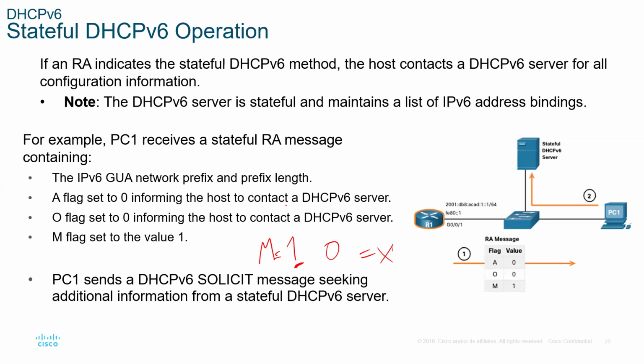Because if it's 1, it means we're getting extra information from the DHCP server. If it is 0, we are not getting anything from the DHCP server. However, if M equals 1, it overrides everything that is here, because you are definitely getting everything from the DHCP server. And obviously our A becomes 0 because we are no longer using SLAAC. There is no auto configuration there.